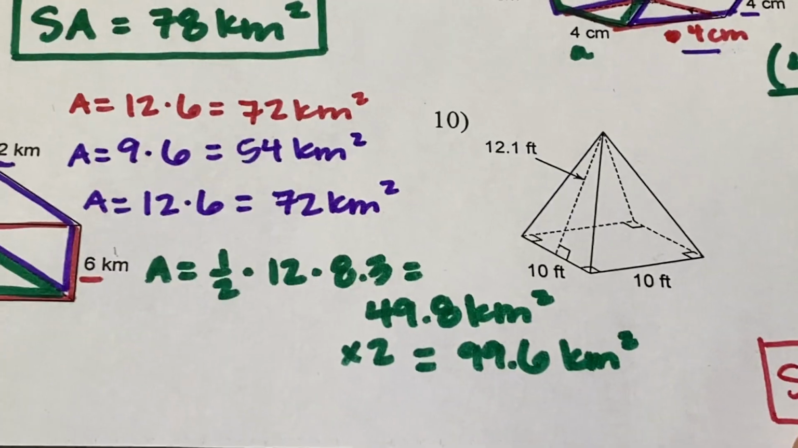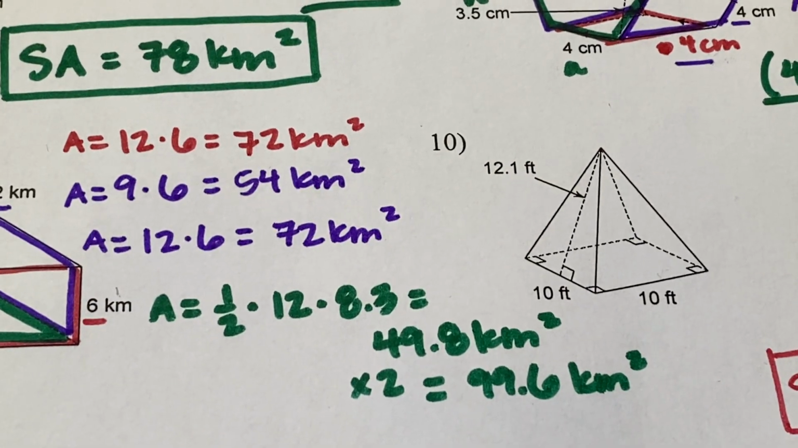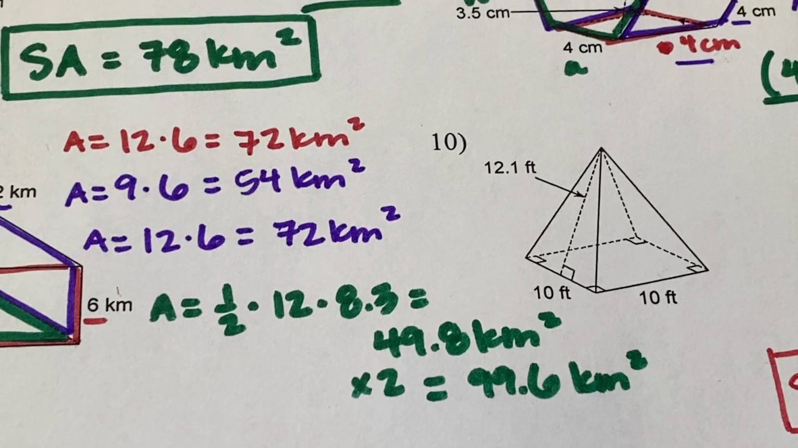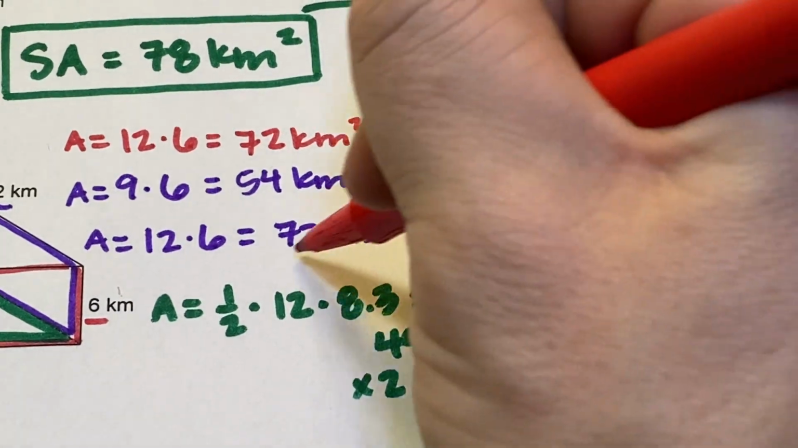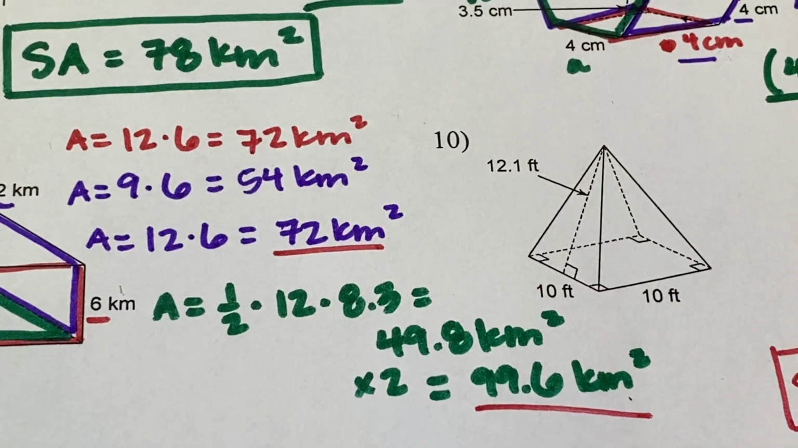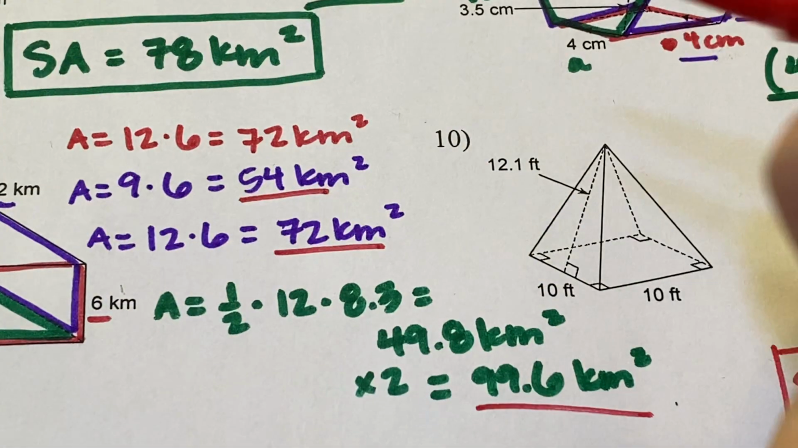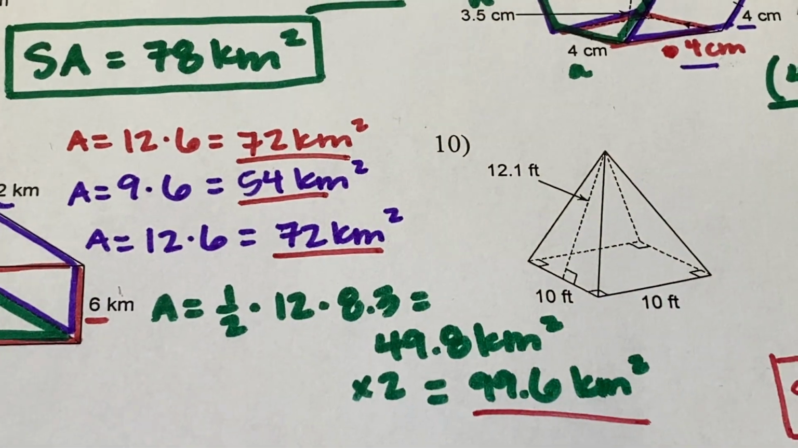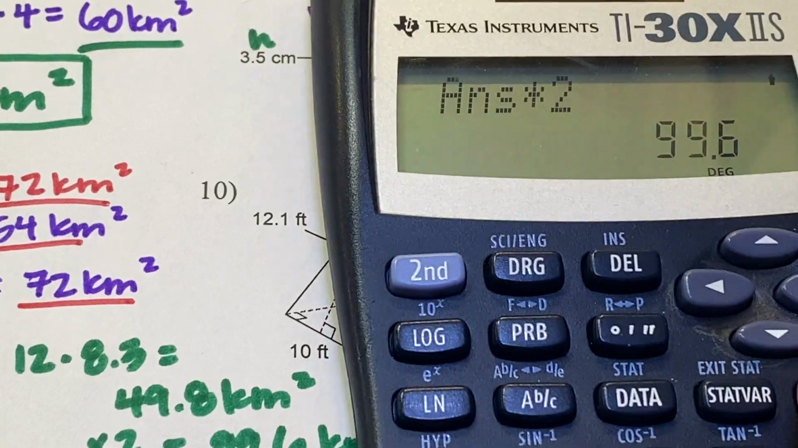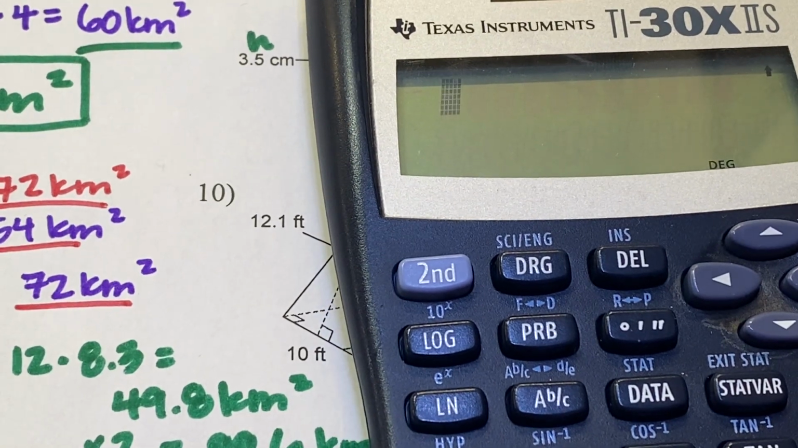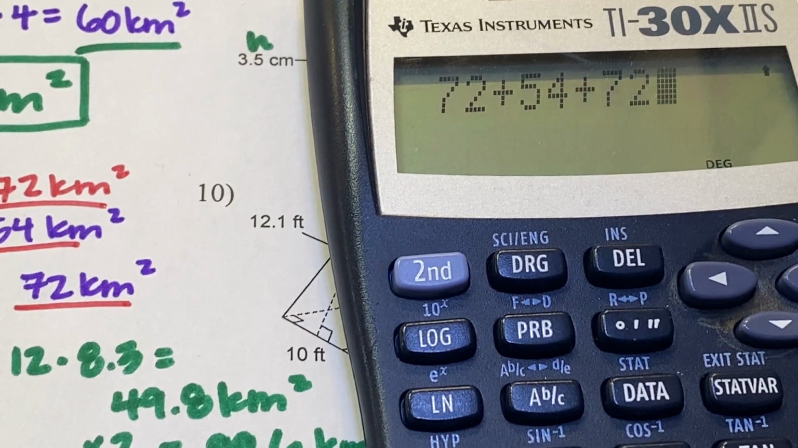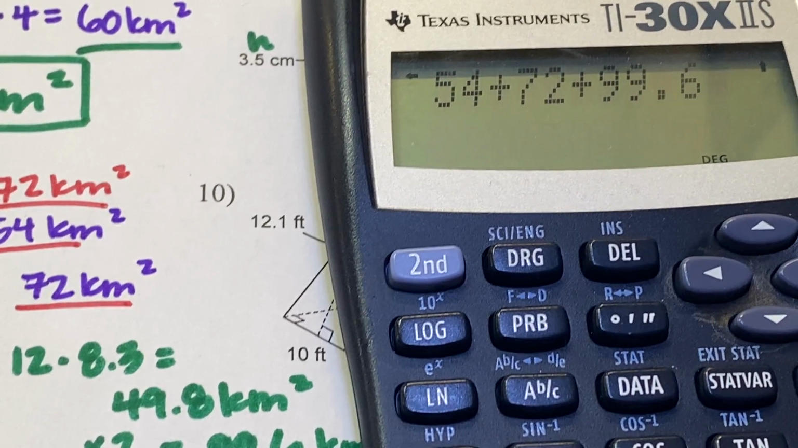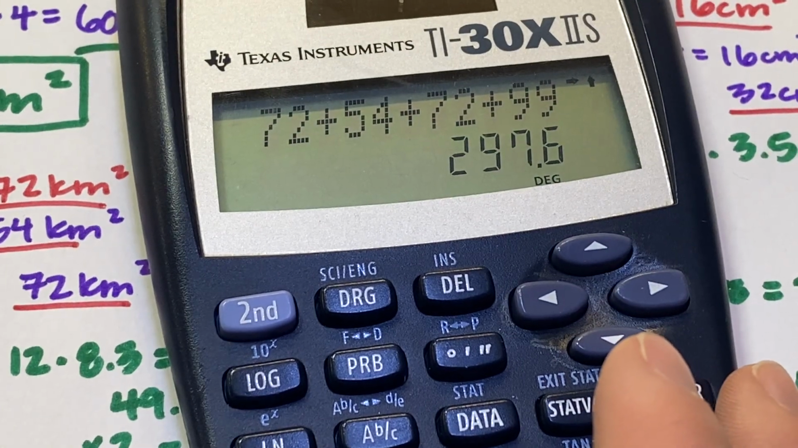Okay, let's identify what are all the values we need to find the entire surface area of this triangle shaped box thingy. We have 99.6 for the two triangle shaped faces. We had 72 for the shorter rectangle side, 54 for the longer rectangle side, and the bottom 72. So let's add all those guys up. 72 plus 54 plus 72 plus 99.6 gives me my final surface area. This thing is huge.